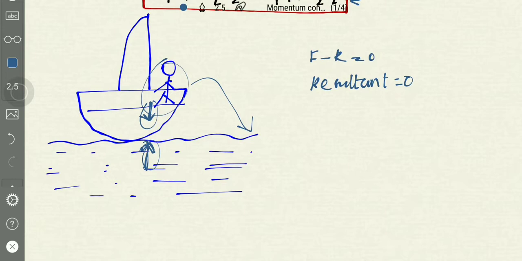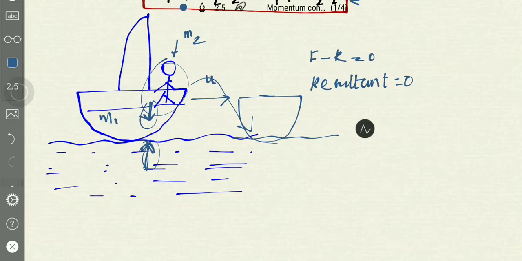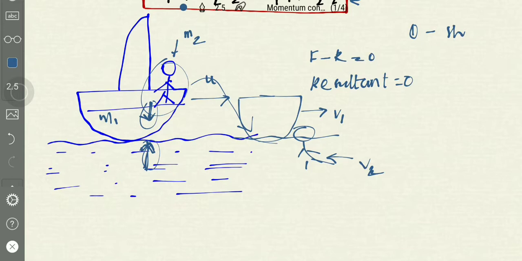Suppose the ship has mass m1 and this guy has mass m2. Before jumping, let us say the ship is moving with a velocity of u. And say after jumping, he jumped into the river. Now the ship has velocity v1, which is the final velocity, and this guy has velocity v2. So the first body is the ship and the second body is the person. Initially, the velocity of the ship and the person is the same, which is u, and in the final state the ship has velocity v1 and the guy has velocity v2.